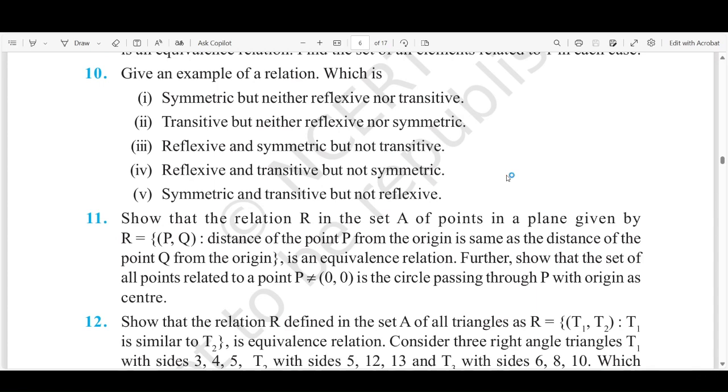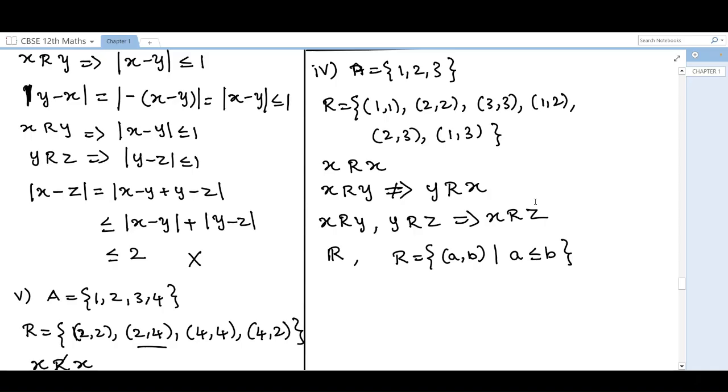Fourth one, reflexive and transitive but not symmetric. If you consider a set A with 3 elements, 1, 2, 3, then each element is related to itself. Since we have (1, 1), (2, 2), (3, 3), we can say x is related to x itself. Therefore, the relation R is reflexive. When you consider an element say (1, 2) from the set R, then we should have (2, 1). Similarly, for (1, 3), we should have (3, 1). But we don't have (2, 1) and (3, 1). Therefore, the given relation R is not symmetric.